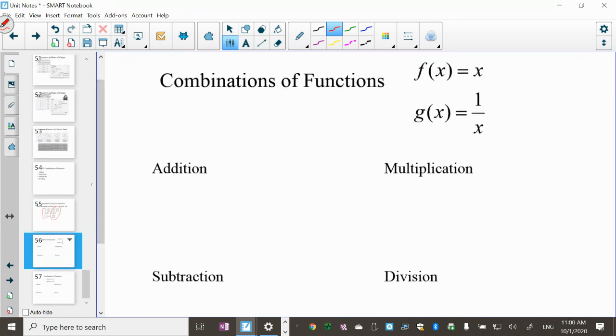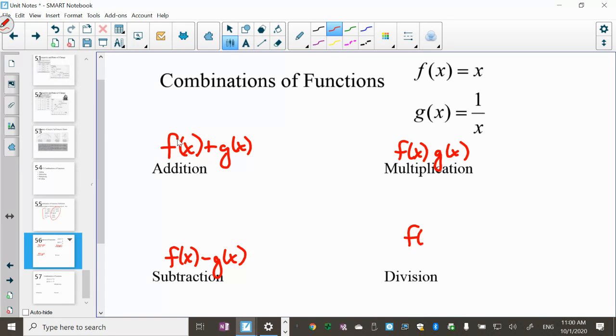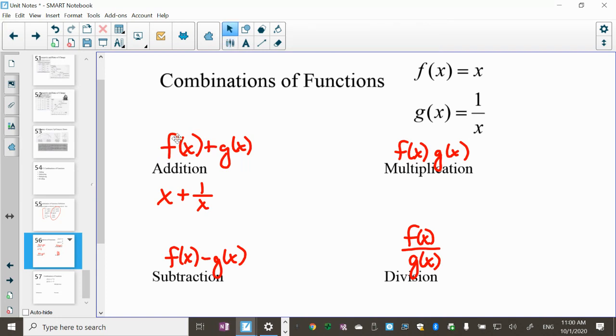So I have these 2 functions, f of x and g of x. I'm going to add them in that order, subtract them in that order, divide them in that order, and multiply them in that order. You can switch them any way you want, but that's how I'm going to do the notes. The first one is when I add, I'm basically saying x plus 1 over x. And there is the combination of those 2 functions.